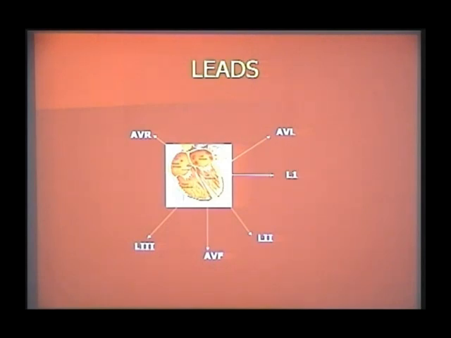Now you tell me the names of the electrodes. L1, L2, AVF, L3, AVL, AVR. If you remember this, axis is very easy. Now you remember this. Now we are going to the axis calculation.